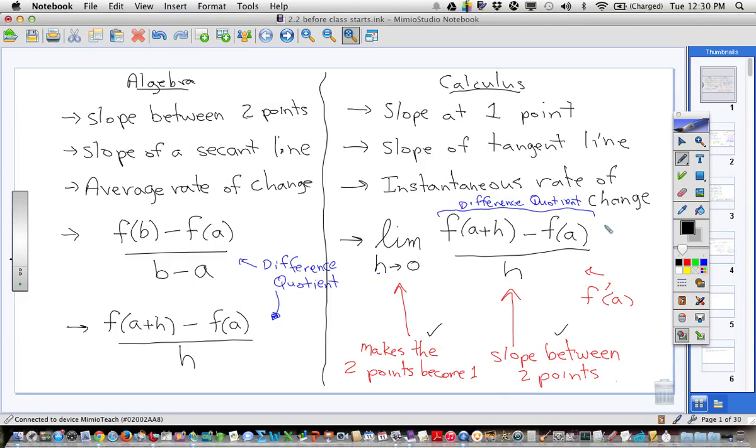You would just state that, hey, this part here is just slope between 2 points, a and a plus h. This part, when the h gets close to 0, makes those 2 points get really close together and become 1 point. And that gives you the slope at 1 point. So you need to be able to memorize this formula. You need to be able to use this formula in this kind of long way of doing derivatives. And you also need to understand what it is. Okay? Why it's the slope. Why it's the derivative. Okay? Make sure you can do that.